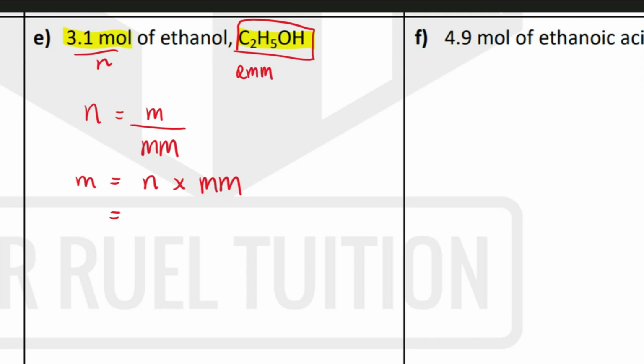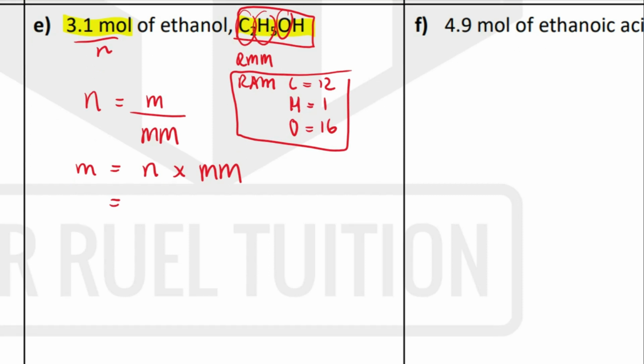How do we count the relative molecular mass? We have to add up the relative atomic masses. So the relative atomic mass of carbon is 12, hydrogen is 1, which will usually be given, and oxygen is 16. If not, it can be obtained from the periodic table. This is the relative atomic mass. Let's put this into the formula.